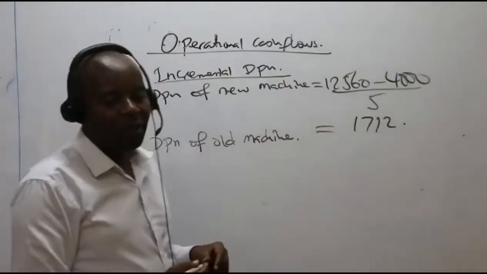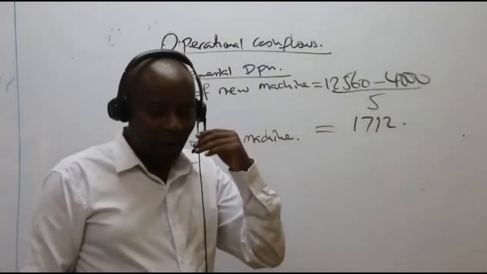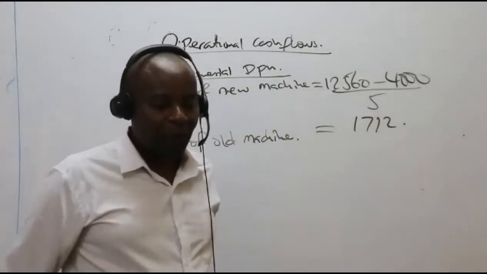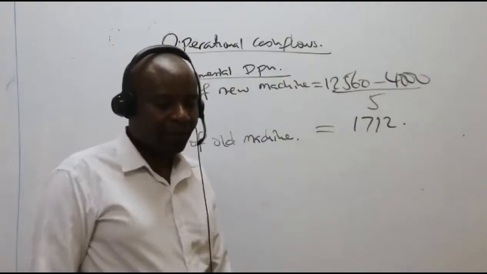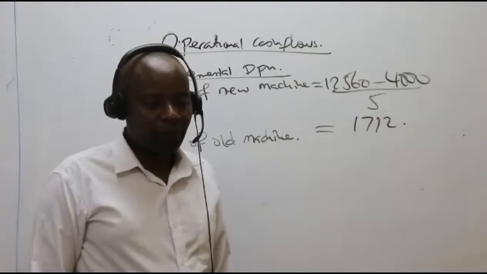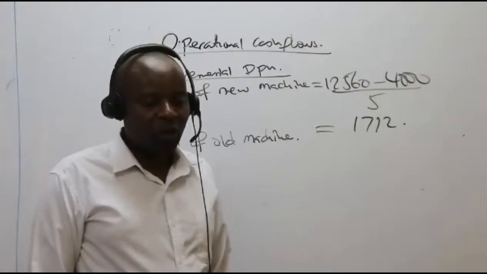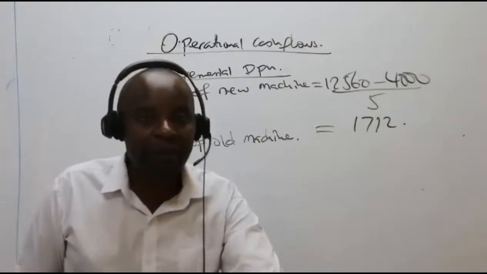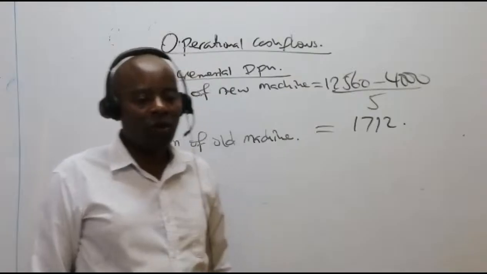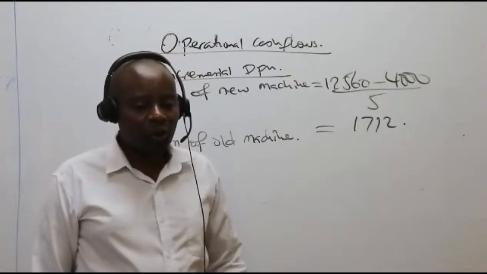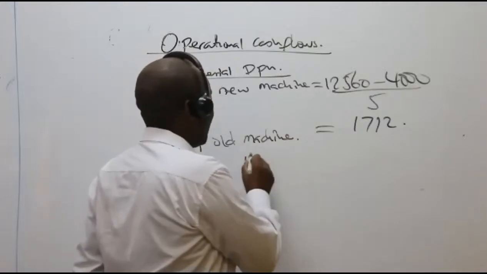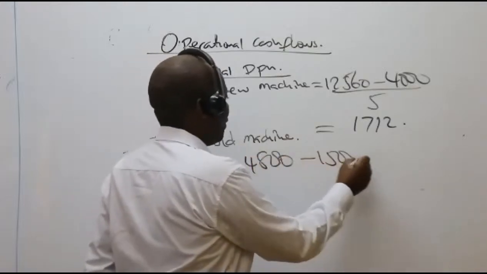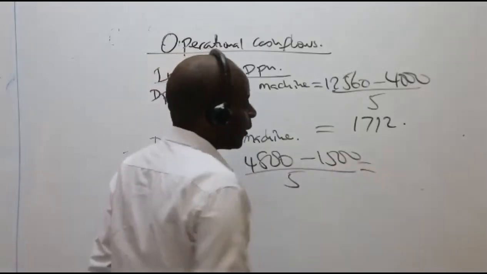So for the old machine, I should take what minus what divided by what? Eight minus 0 over 5, Winnie. Thank you very much for trying, but that is wrong. So Ruth says it should be 4,800 minus 1,500 divided by 5. This is what is correct.